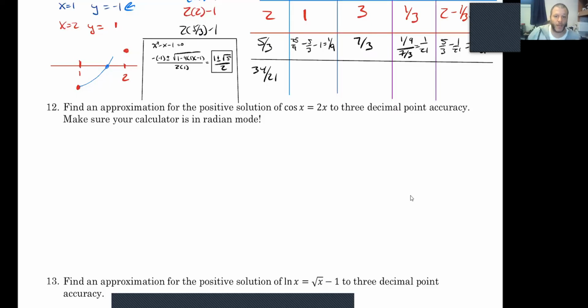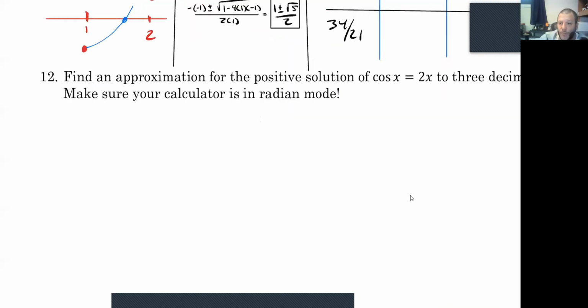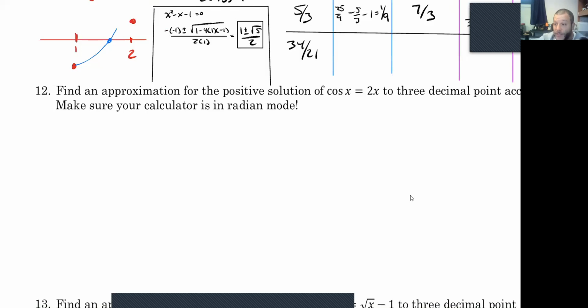Question number 12. So let's see. In this question, we're going to use Newton's method to find a solution for this.